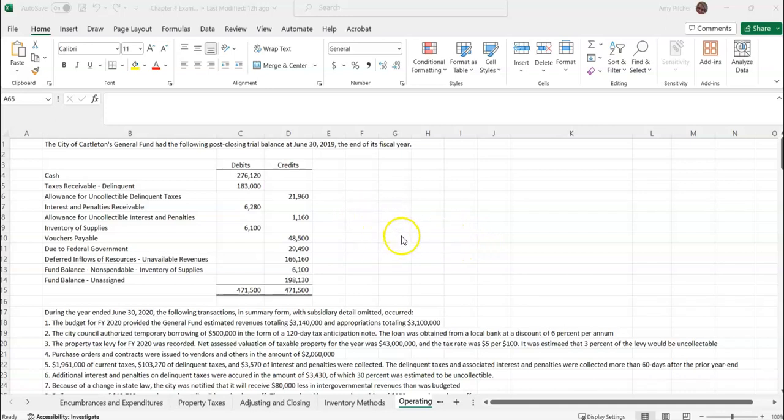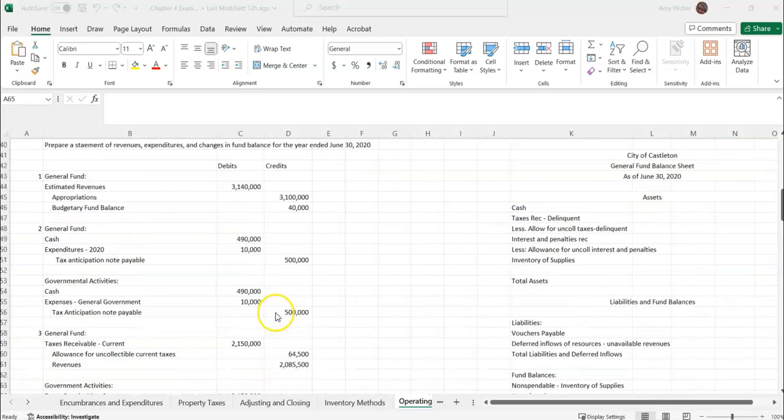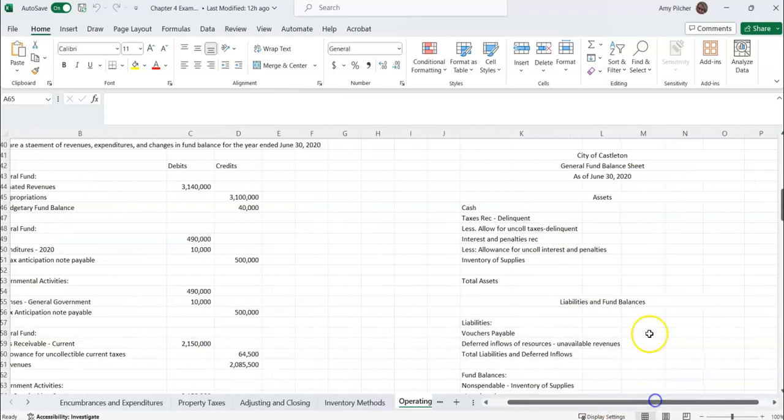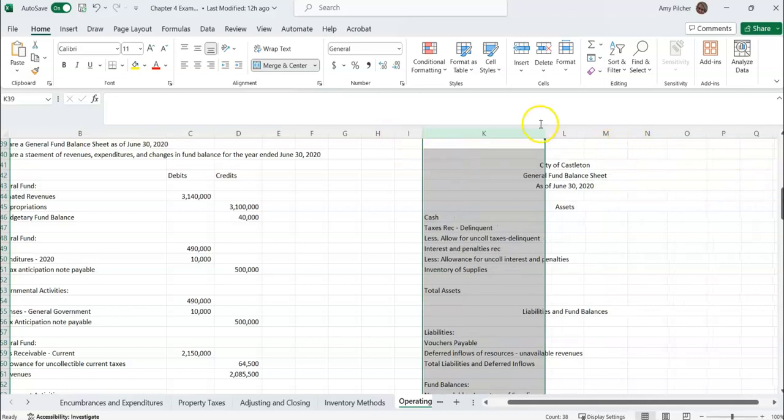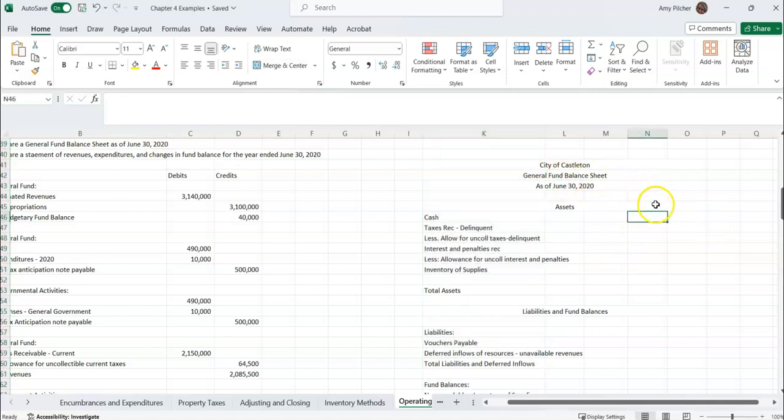This video is an extension of example 4 where we went through several operating transactions. So we had 17 transactions for an entire year, and now we're going to prepare the financial statements for the city based on the information that we have from our journal entries. Okay, and so the first is a general fund balance sheet.